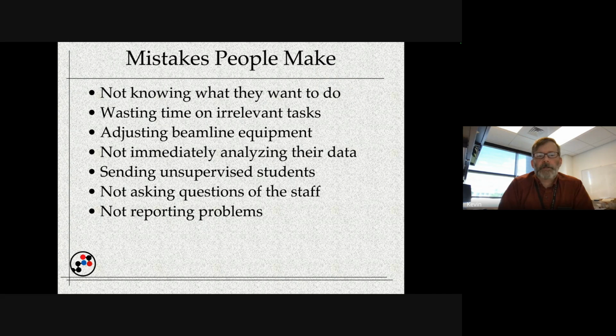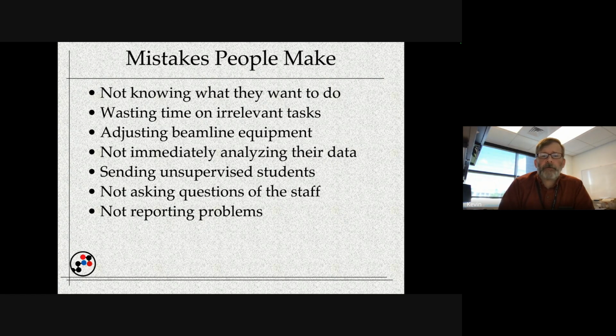And this just becomes very, very difficult, going back to not knowing what they want to do. I've had students show up at the beamline saying, I want to do an anomalous experiment, but I don't know what metal to do it on. And that's just kind of problematic.